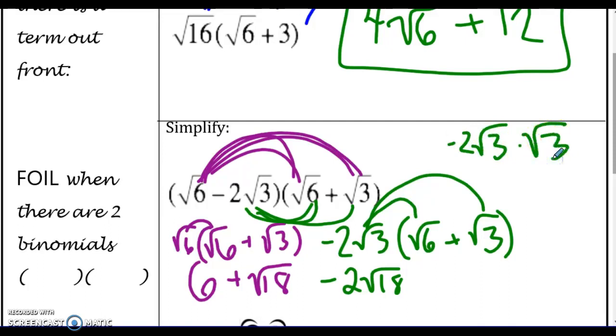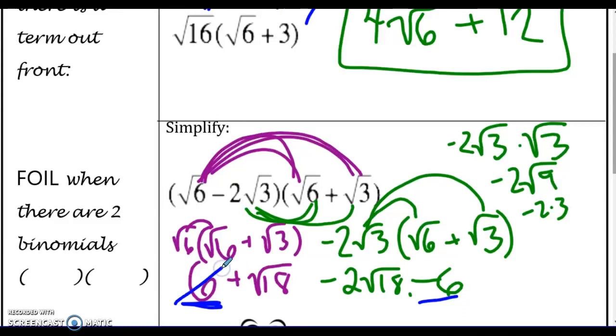So I'll just write it down up here so you can see what I did. It gives me negative 2 times the square root of 9, which is negative 2 times 3, gives me minus 6. Okay, am I done? No. Now I combine like terms. 6 minus 6. What is 6 minus 6? Yes, they cancel out to 0.